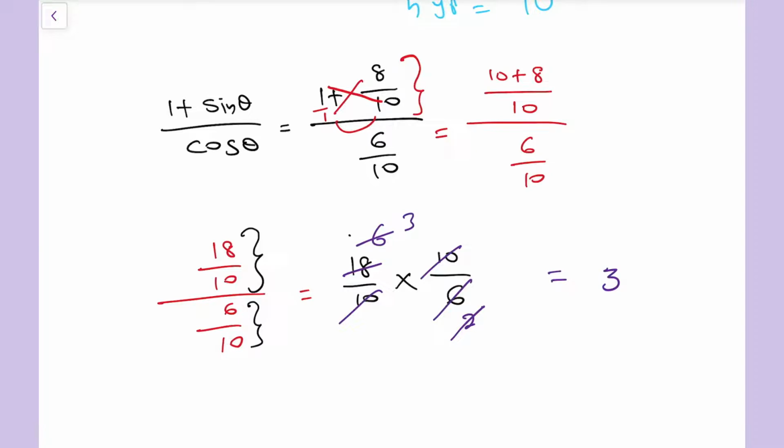Here you can cancel 10 also, but sometimes some students make mistakes, so that's why I wrote this extra step. I will say what it is exactly. For example, if it is like this, in a hurry what we think is 10 is common, cancel, and we do it. If you do it like this, it is going to be a big problem. So that is the reason.